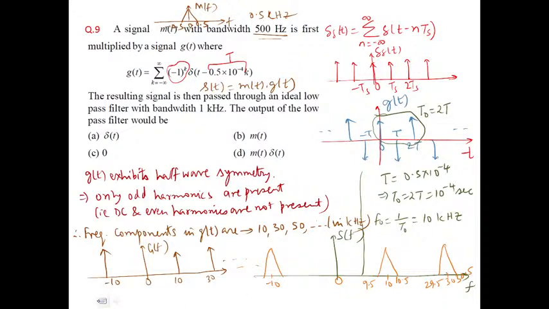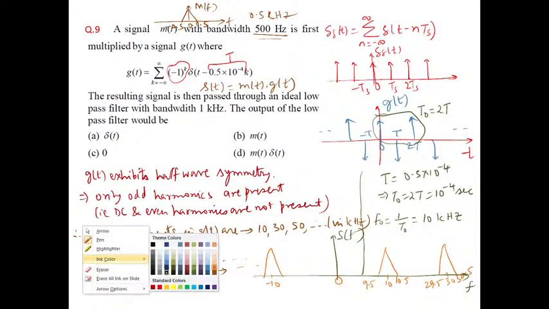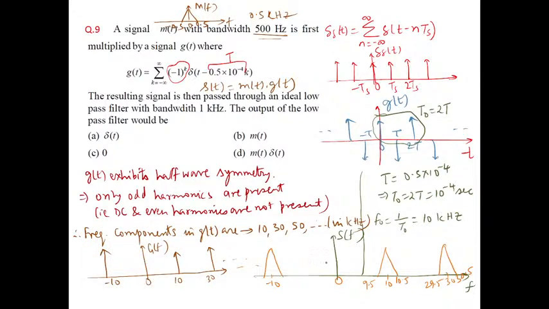Now, if we are applying a low pass filter with bandwidth equal to 1 kHz, there isn't any signal present over there. So the output of this filter will be simply equal to 0. So option C is correct.